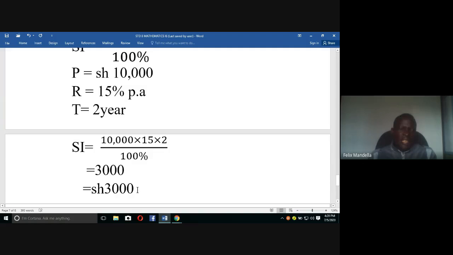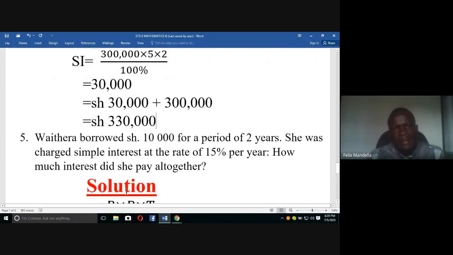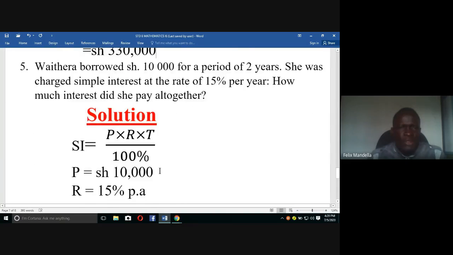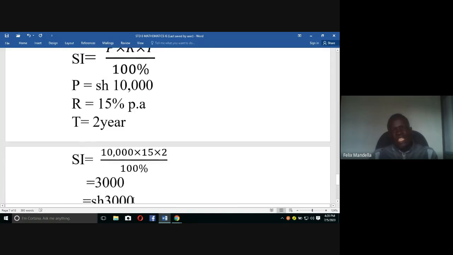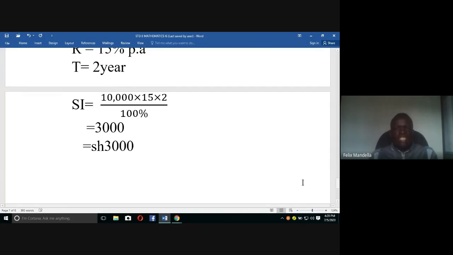If they were asking the whole amount of money that was in the bank, then you are to add this interest plus the principal, which was the money borrowed from the bank. But for this case, they are only asking how much interest. How much interest did she pay? So the interest was 3,000 shillings.